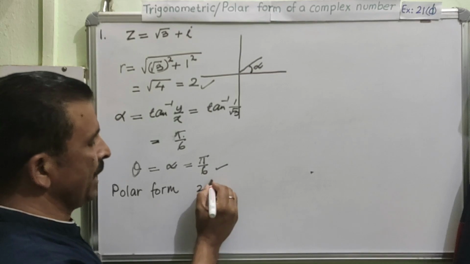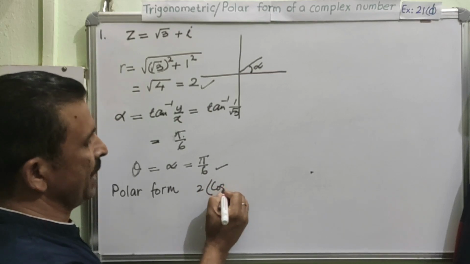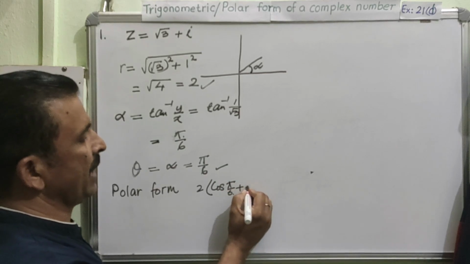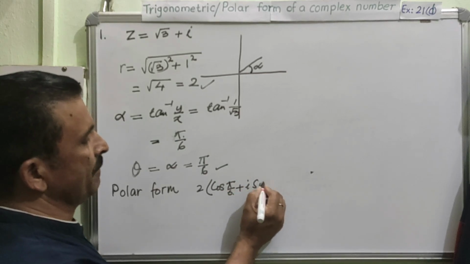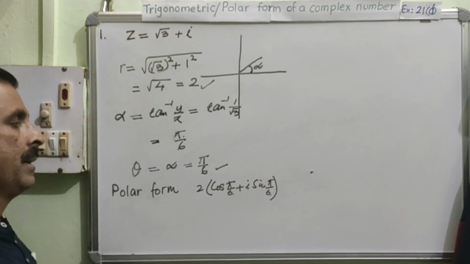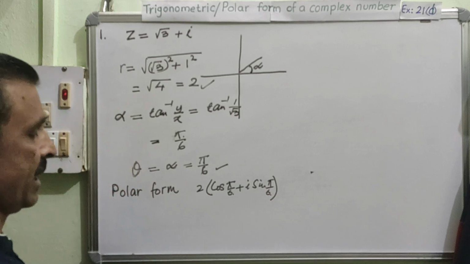This is 2, and then cos theta, where theta we calculated as pi over 6, plus i sin theta, sin pi over 6. This is your answer. Is it okay? So we calculated all the three things.